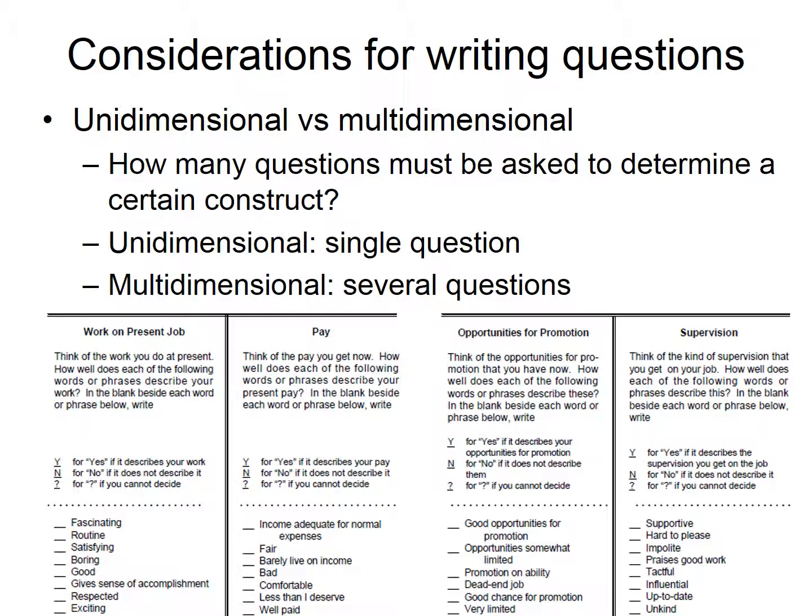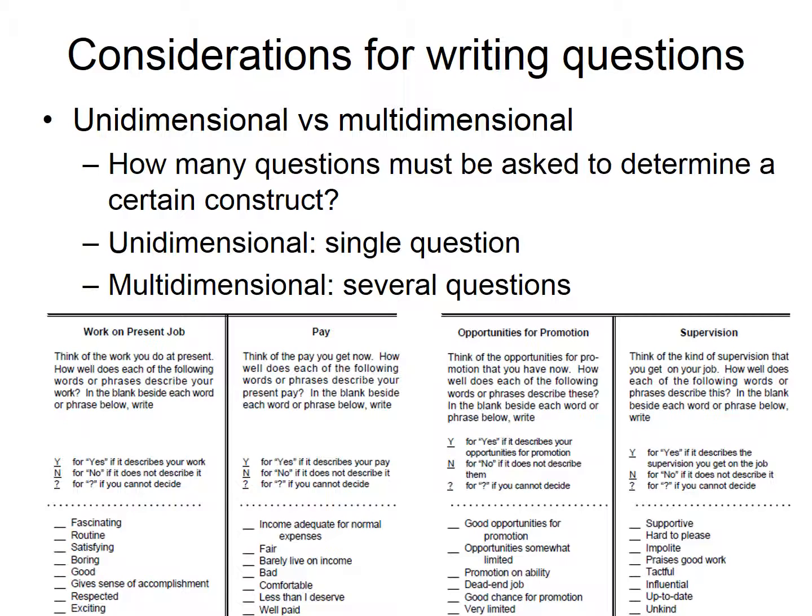Now again, if all you're interested in is finding out are people generally satisfied, this would be a pretty big waste of time for them to fill out all of these items. But if you're interested in not only how satisfied they are, but how satisfied they are with the various things that make up job satisfaction, then a multidimensional scale would be better. So each of these have their advantages and disadvantages.